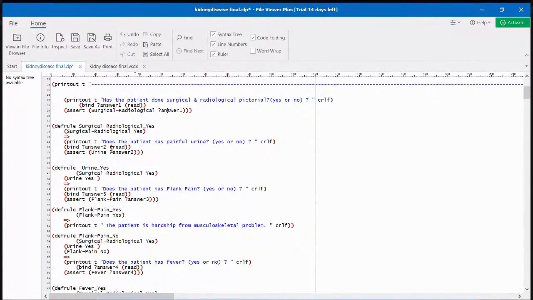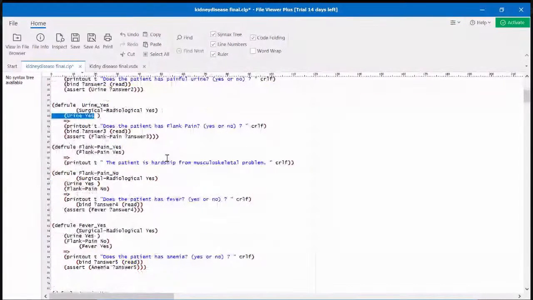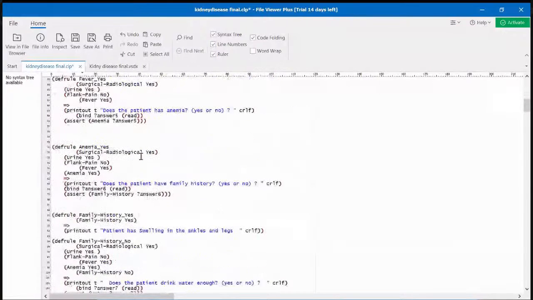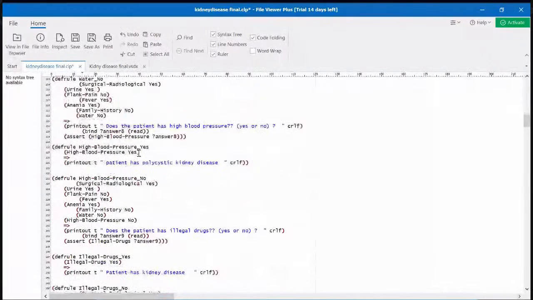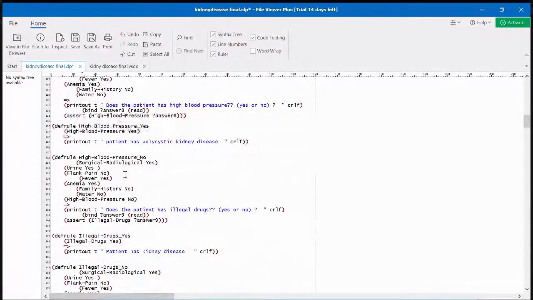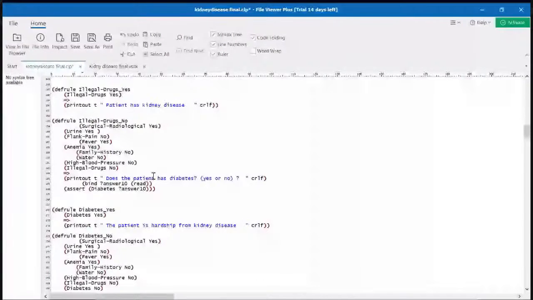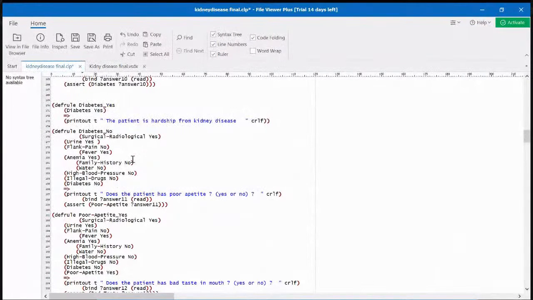Another one: "Does the patient have a painful area?" Yes or no. If yes, he will be asked another question: "Does the patient have flank pain?" Because of the time, I'm just going to show you some of this information. There are up to 50 yes or no questions, and whether yes or no, he will go to the next question.